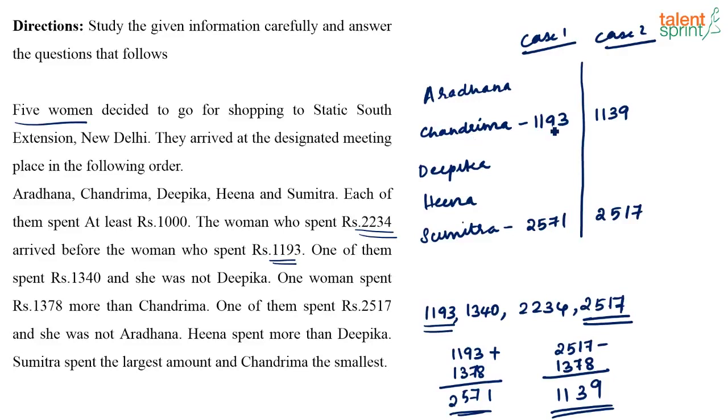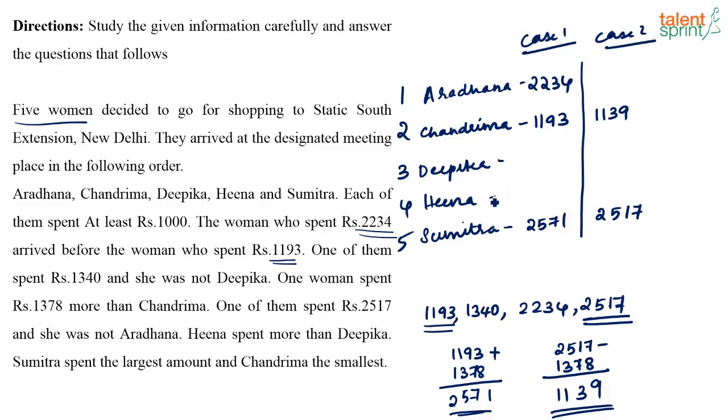So if this is Chandrima, then here what is given? The person who spent 2234 arrived before the woman who spent 1193. See, we know this is the order in which the people are arriving, 1, 2, 3, 4, 5. So Aradhana is coming first, followed by Chandrima, Deepika, Hina and Sumitra. So who is spending 2234 here? Aradhana should spend 2234. Why is that? Because this 2234 should arrive before Chandrima, correct? So it has to be like this.